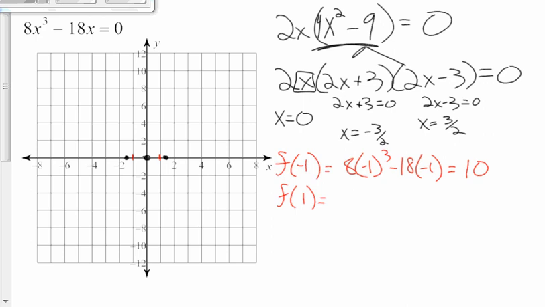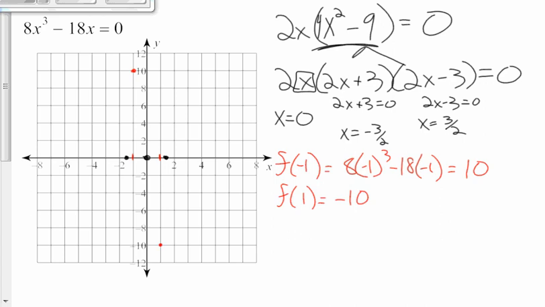So that, again, is good information. That means negative 1 goes all the way up here. Typically, we don't draw our curves that high and low, but this will give us a more accurate idea of exactly how high and low they go. So negative 1 gave us 10, and then if we plug 1 into the function, we get negative 10.